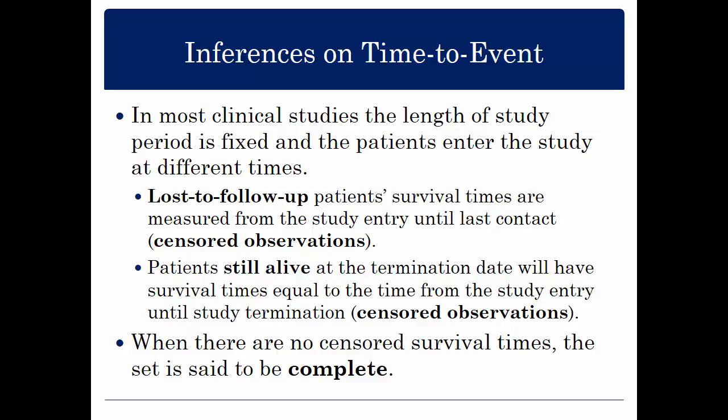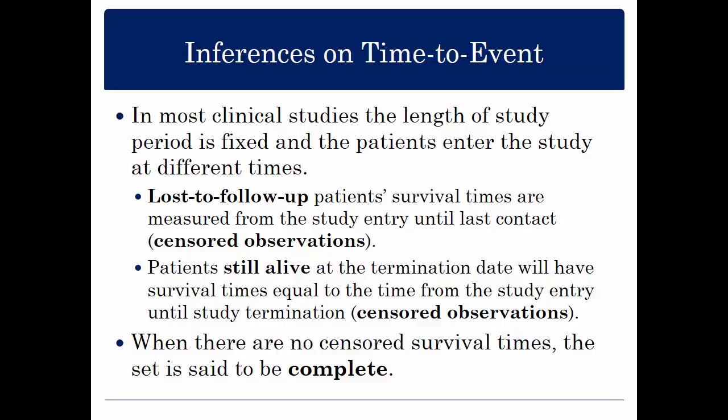Another way that we would censor observations would be if we had patients who did not experience the event by the end of the study period, by the end of the follow-up period. So if we have patients who are still alive, if death is our event of interest, patients who are still alive at the end of the study, at the end of 1 year of follow-up, then we would record that time. We would record 12 months. But then we would censor them because they didn't have the event.